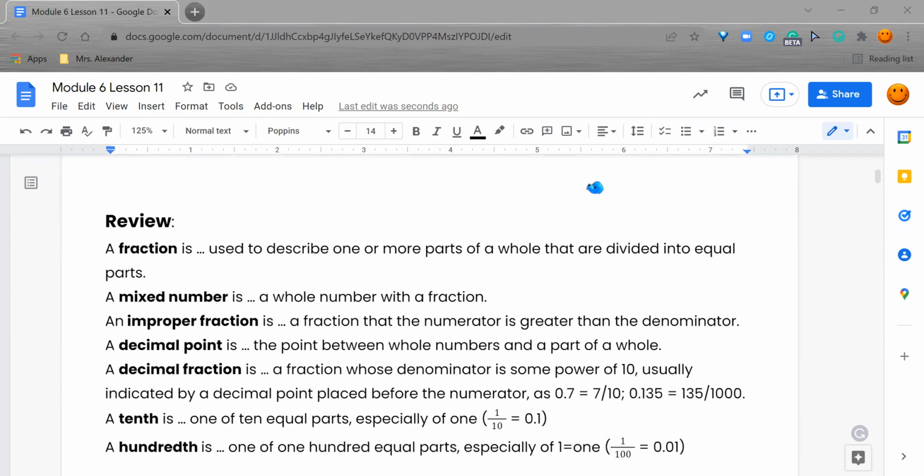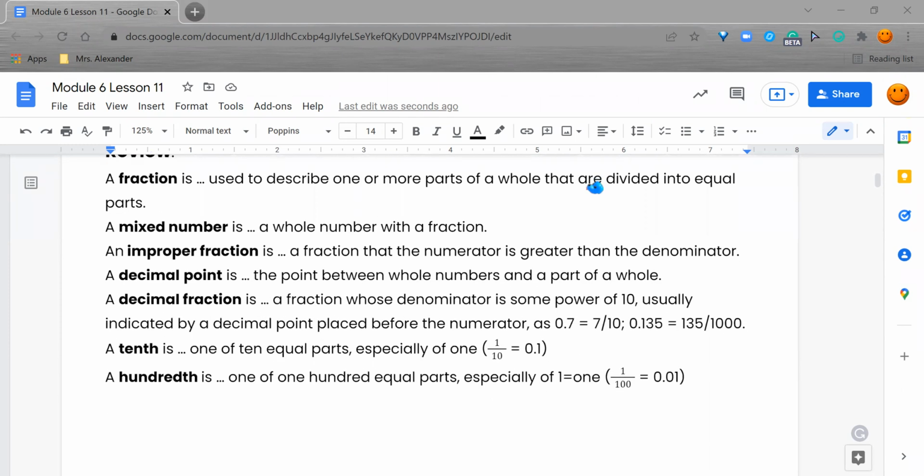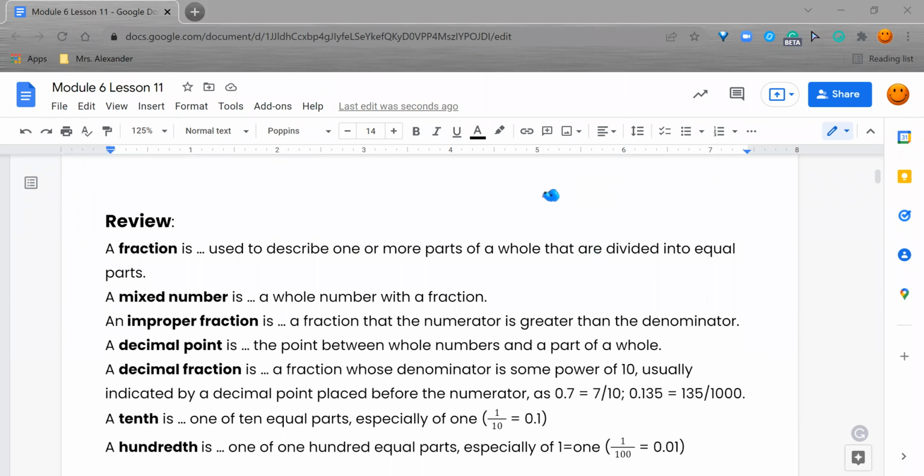So here's our vocabulary words. If you need to review them, go ahead and stop the video and review them. If not, come along with me. Let's go on a ride.